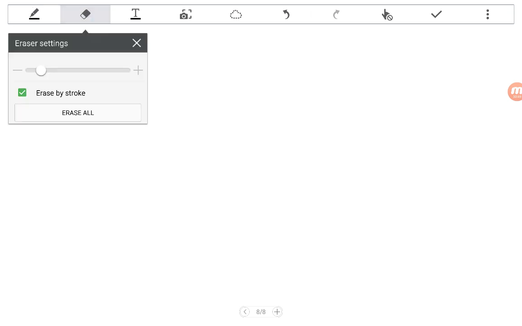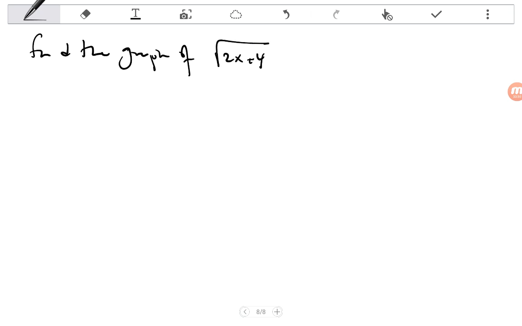If I want to start now, I want to graph. He is telling me to start with the known power function. He is asking me to find the graph of root 2x plus 4.